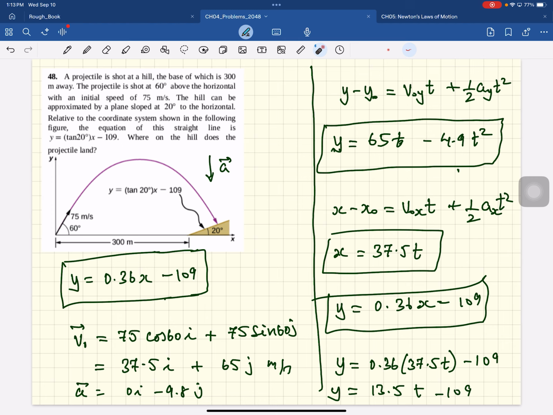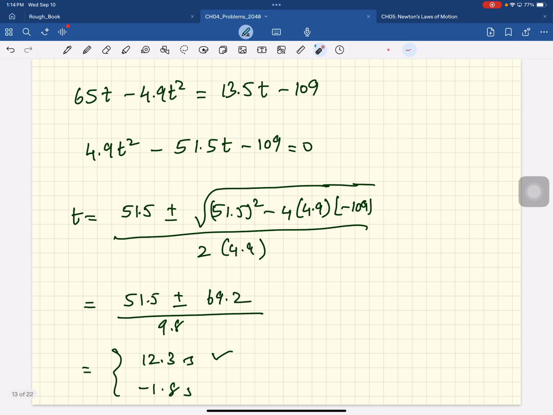All right, now that we have t, we can substitute it in here, calculate the y coordinate, put it in here, calculate the x coordinate. Okay. So now, as a check, what should be true? For the x coordinate, we had better get more than 300 meters. All right, so let's do that first.